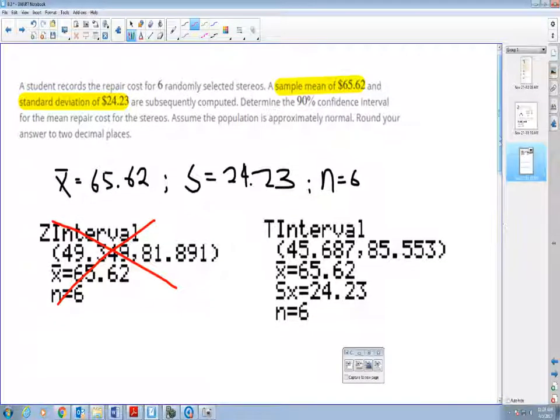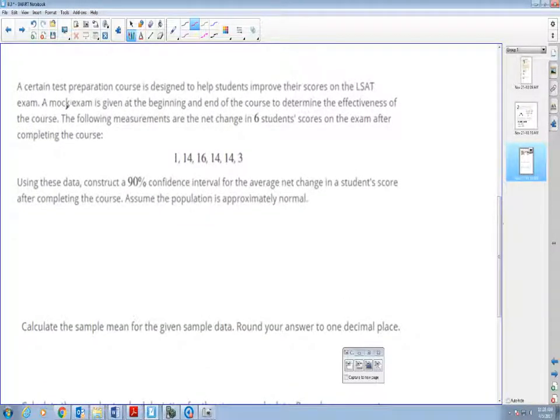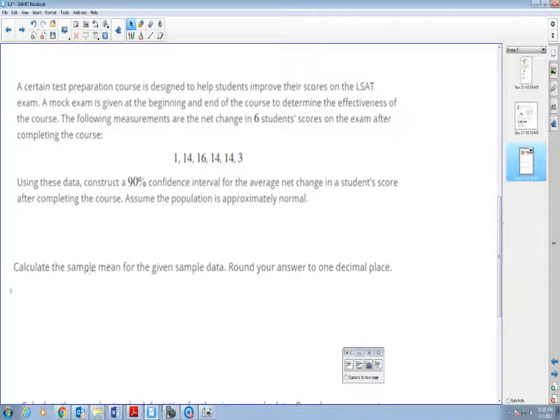The next example is where we have to type in the raw data. Using the data, this problem is about test preparation to help students improve their LSAT exams. A mock exam is given at the beginning and the end of the course to determine the effectiveness of the course. The following measurements are the net change of the 6 students. Use this data to construct a 90% confidence interval, assuming it's approximately normal. So this is the whole problem, and it develops into different parts.